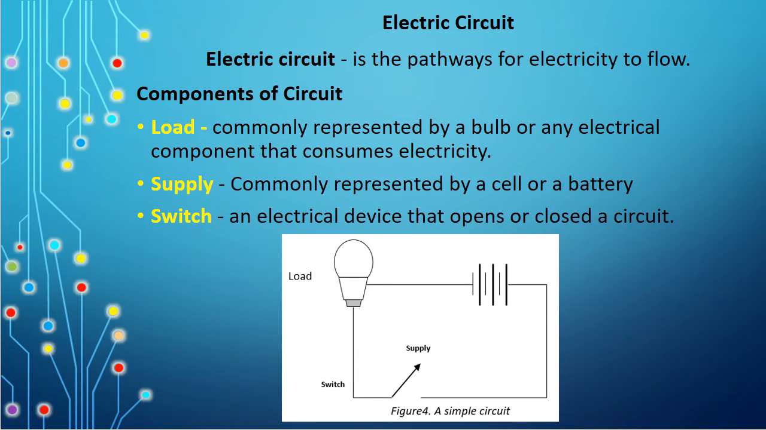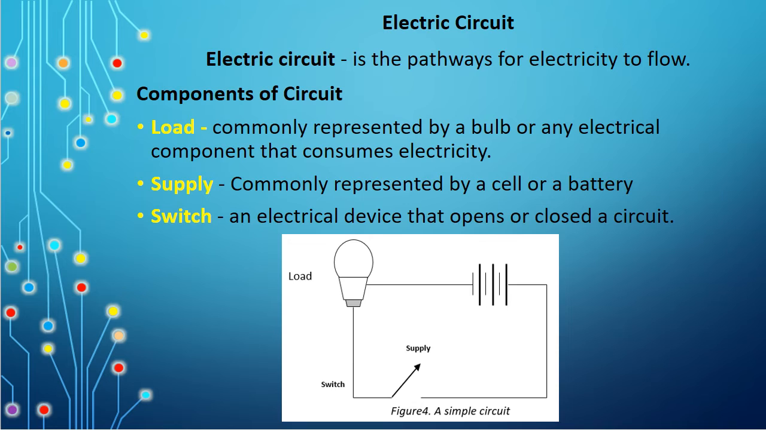Okay, now let's move on to electric circuit. An electric circuit is the pathway for electricity to flow. The components of a circuit are load, supply, and switch. First, the load, which is commonly represented by a bulb or any electrical component that consumes electricity. So these are any electrical component or bulb which consumes electricity.